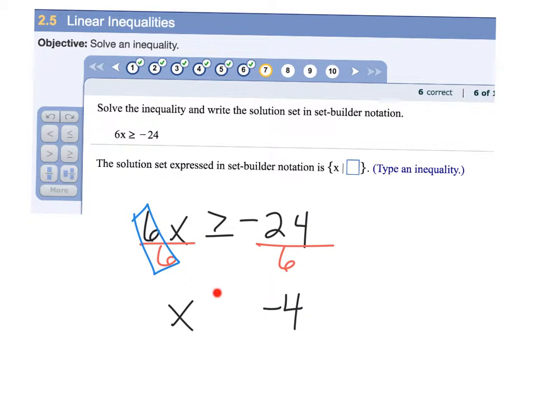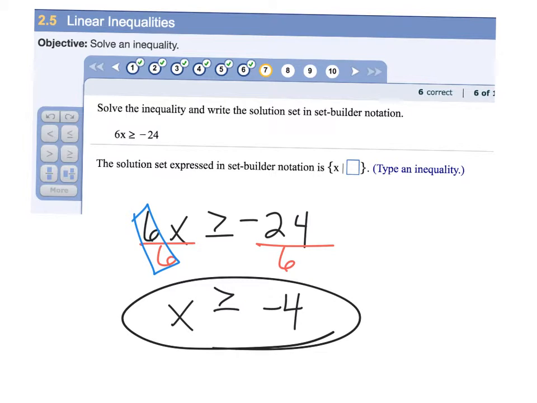And the question is, does our inequality switch? And the answer is nope, it stays the same. Because we didn't divide by a negative, we divided by a positive. Yes, I know negative 24 is negative, but it's what we're dividing by that matters. And since it's a positive, that means the symbol stays the same. So our answer, x is greater than or equal to negative 4. So you are going to write this in this box right there.